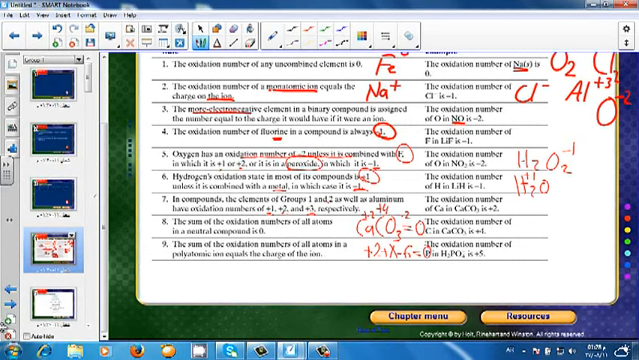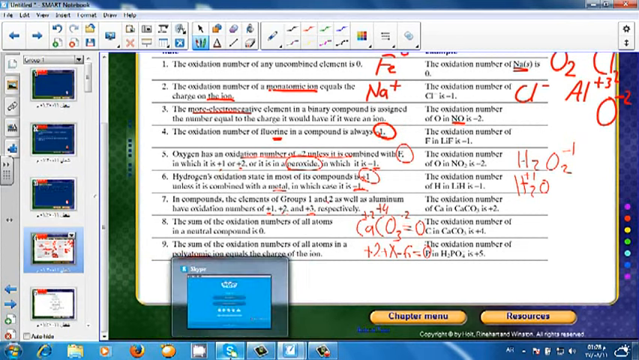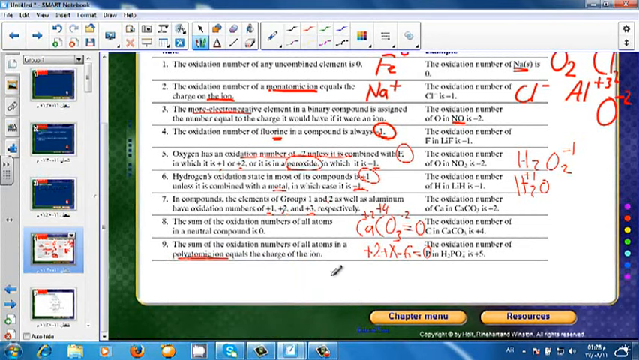The last point, the sum of the oxidation numbers for polyatomic ions. If I have a group of atoms having a charge, in this case the total will be equal to the charge of this ion, like carbonate, CO3²⁻.